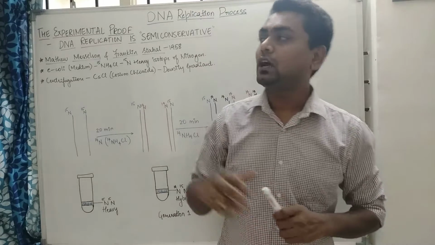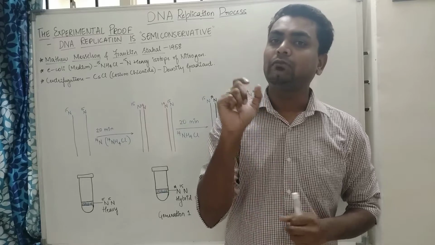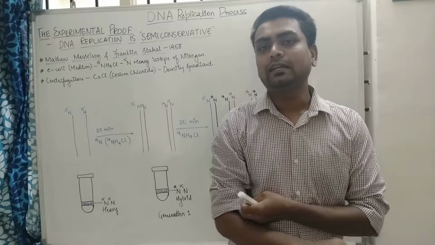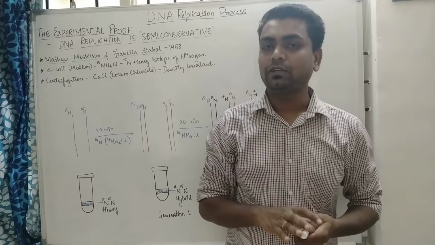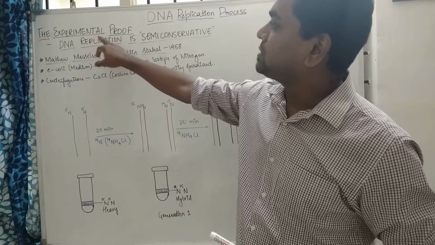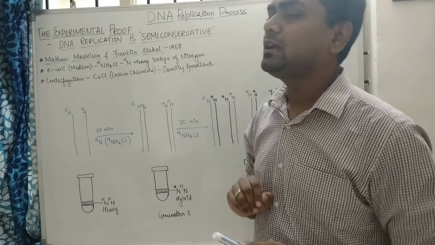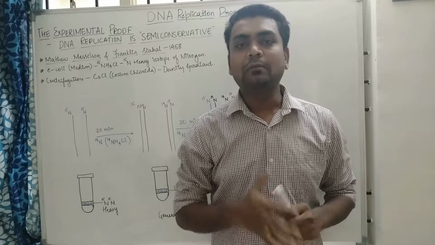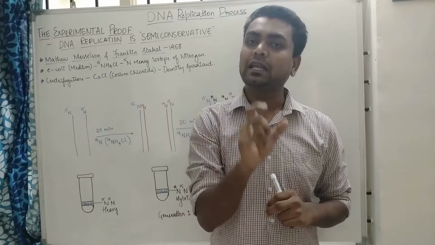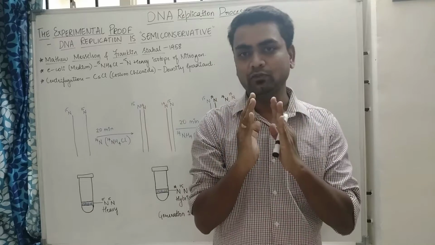Welcome back, students. Now we'll study the DNA replication process experimentally: how they concluded that DNA replication is a semi-conservative process. This is the experimental proof which defines DNA replication as semi-conservative. Semi-conservative means that in replication, the newly synthesized strands have one parental strand and one new strand.